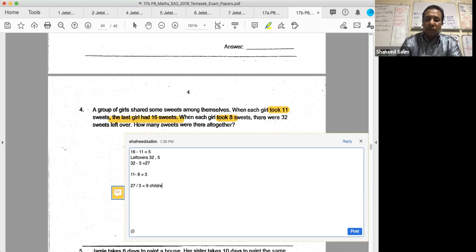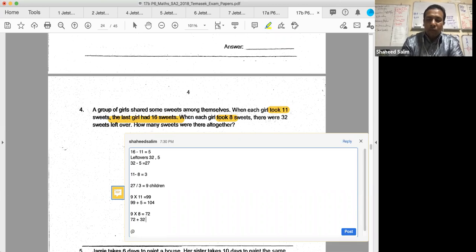You get 9 children. To find the number of sweets, you can take the first one. Each child took 11, so 9 times 11 you get 99. And then how many left over? 5 left over, not 16. So 99 plus 5 equals 104. Or we can take the other one. If there's 9 children, each one takes 8 sweets, 9 times 8 you get 72. And then plus the leftover, 72 plus 32 equals 104. Either way, you get it.